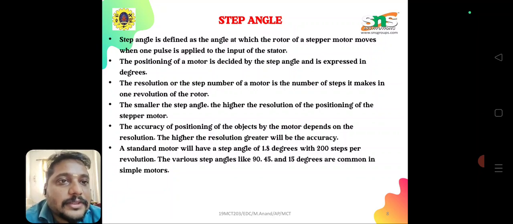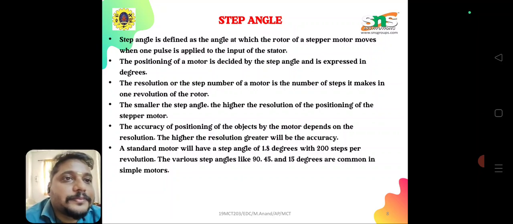The resolution, or the step number, of a motor is the number of steps it makes in one revolution of the rotor. The smaller the step angle, the higher the resolution of the position of the stepper motor. The accuracy of the position of the object moved by the motor depends on the resolution. The higher the resolution, the greater the accuracy. A standard motor will have a step angle of 1.8 degrees with 200 steps per revolution. Various step angles like 90, 45 and 15 degrees are common in simple stepper motors.